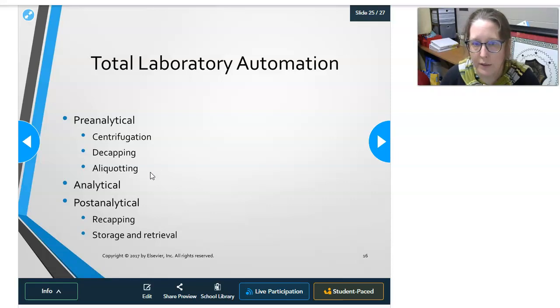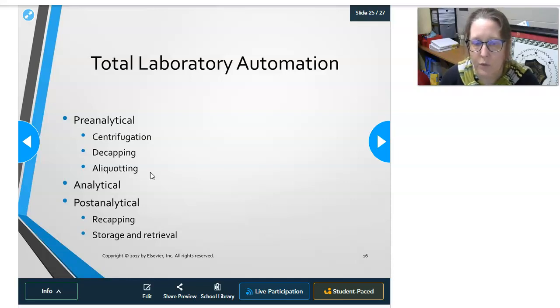So total laboratory automation involves automating the pre-analytical phase, the analytical, which has already been widely automated, and then the post-analytical phase. The pre-analytical phase is really where a lot of progress has been made in total lab automation. It takes care of centrifugation, decapping, and then aliquoting, which would be like if you needed to send it to two different analyzers but you only had one specimen, then it can actually take some of that specimen and put it in a different tube, which then gets labeled, and then one goes one way, the other goes the other way to the other analyzer.